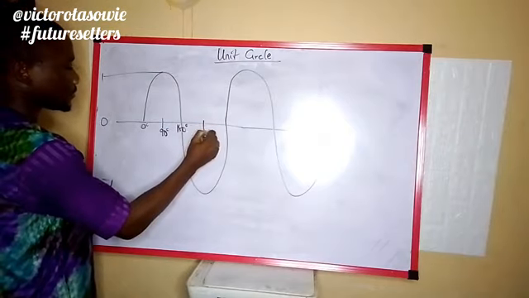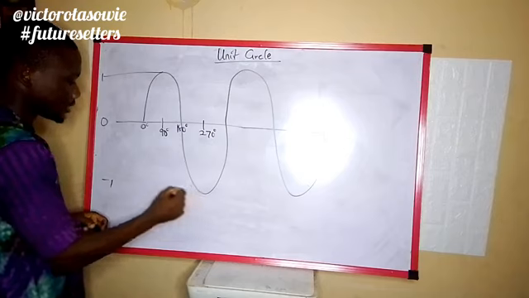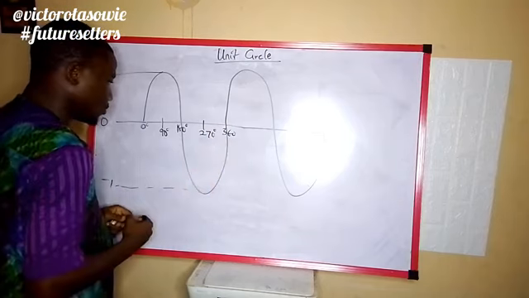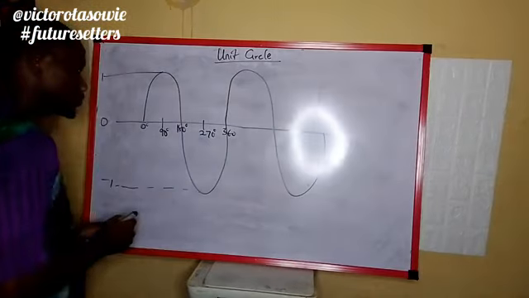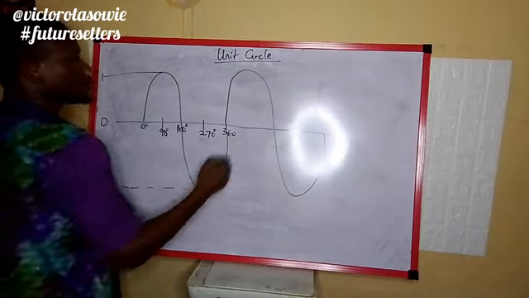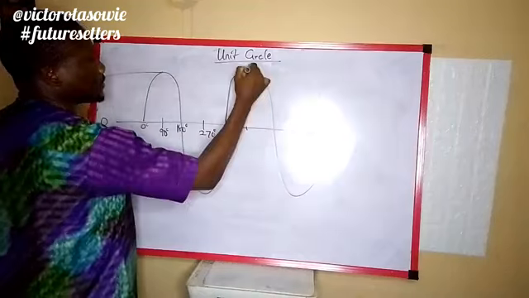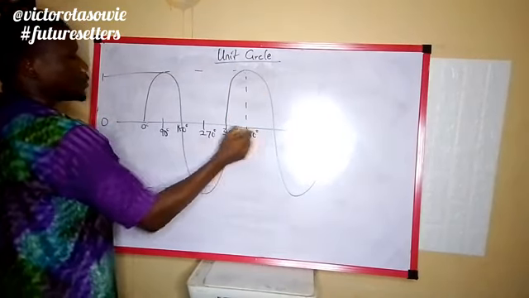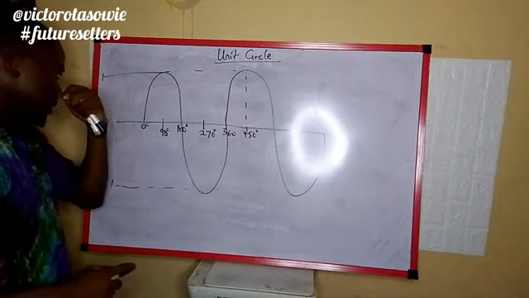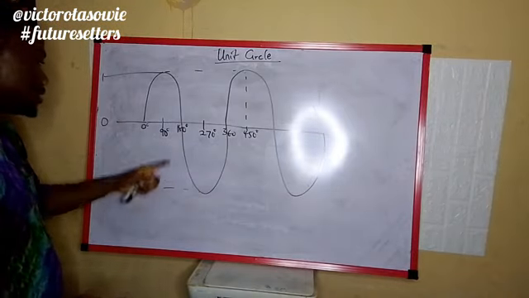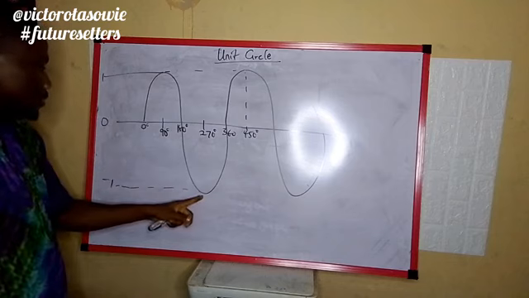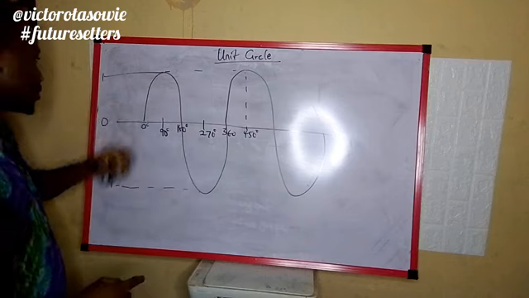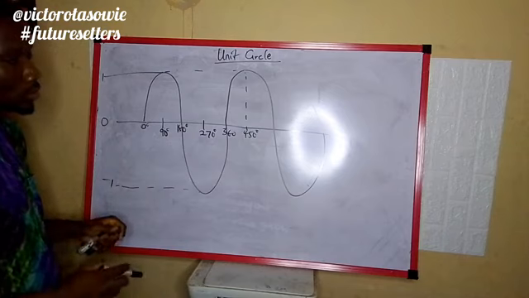Sine 270: go to your calculator and check. Sine 270 is going to give you minus 1. Sine 360 will give you 0. Sine 450, still come and check, will give you 1. So take note: sine 0 is 0, sine 90 is 1, sine 180 is 0, sine 270 is minus 1, sine 360 is 0, sine 450 is 1. So take note of these points.